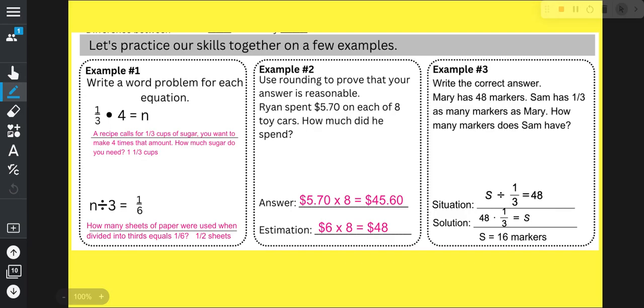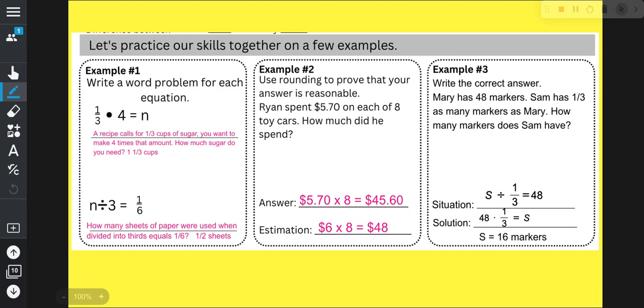If we wanted to write a word problem, now this is where you're going to have to just check your answers to see, did your word problem make sense? I said a recipe calls for 1/3 cup of sugar. You want to make 4 times that amount. How much sugar do you need? And if we actually solve that, we would get 1 1/3 cups. The bottom one, how many sheets of paper were used when divided into thirds equals 1/6? And the answer here would be 1/2 sheets.